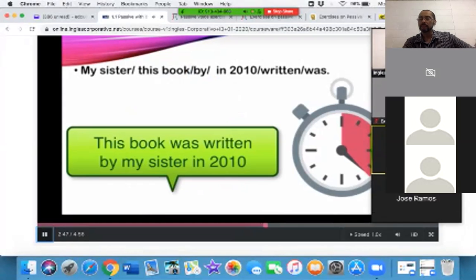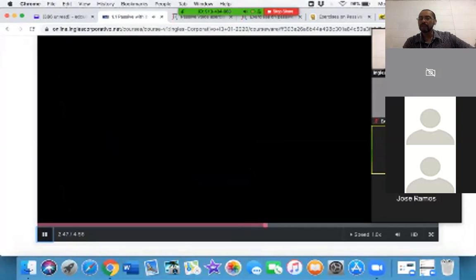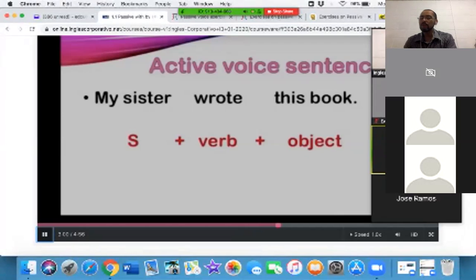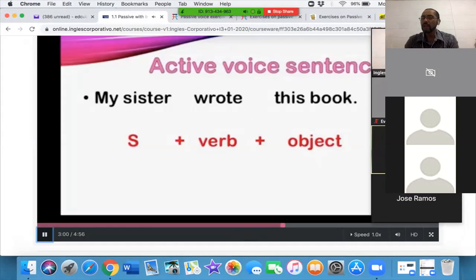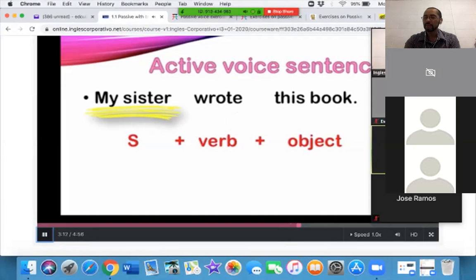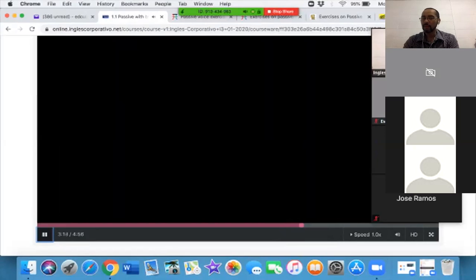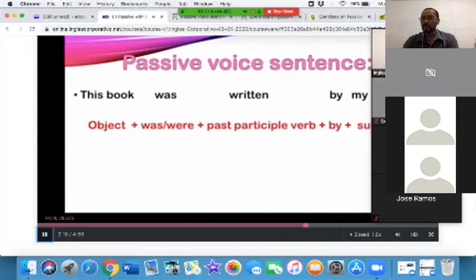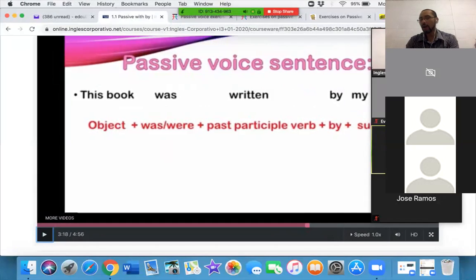Now, the reason is because when we say this book, whenever we use the passive, we are focusing on, we change from the active, which is the subject and the verb and the object, and we change the order. The order is then the object first, not the subject first. So as you can see there, what is the first thing? Always is the object. Right? So the object can be a thing.